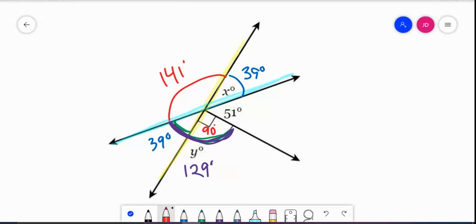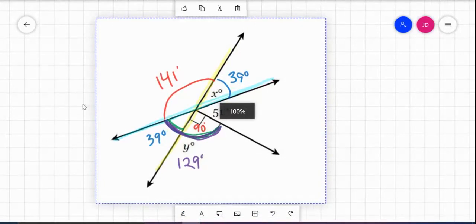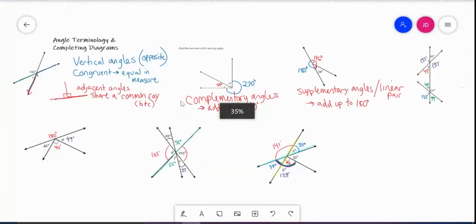All right. So all going back to knowing the vocab words like we did at the beginning. These words, right? Vertical angles, they're opposite, they're congruent. That means they're equal in measure. The adjacent angles, they share a common ray. Complementary angles are adjacent angles that add up to 90 degrees. Supplementary angles, a linear pair, are adjacent angles that add up to 180 degrees. So it's important you know these terms when you're filling out these diagrams. And the important numbers are, again, 90, 180. Those are probably the most important numbers when it comes to doing these problems.